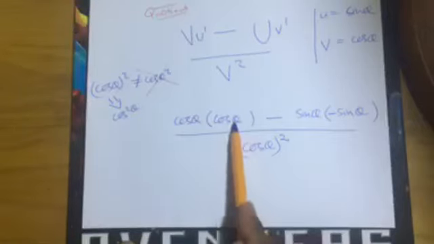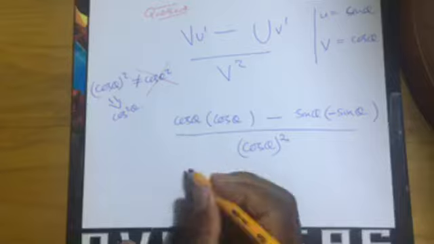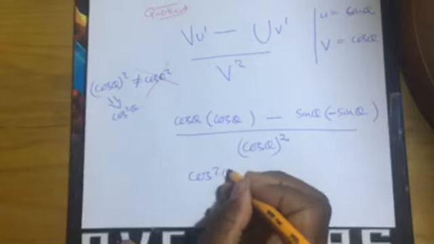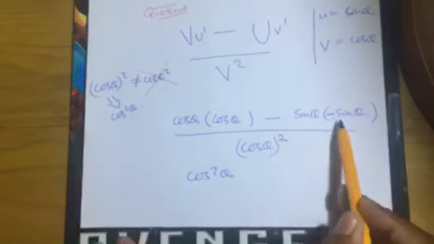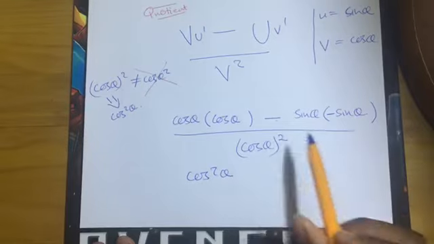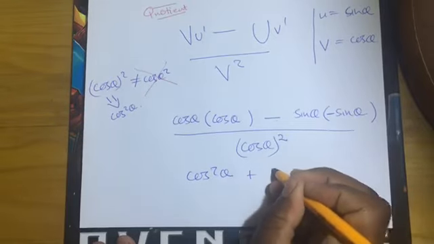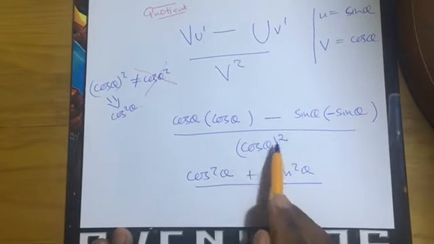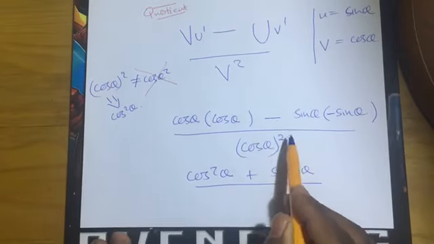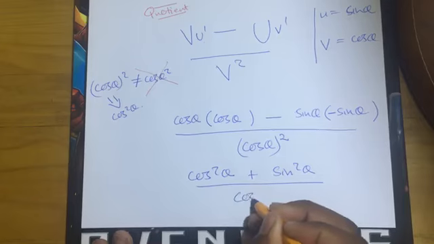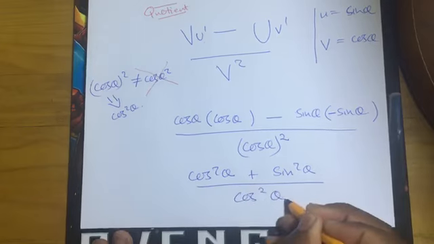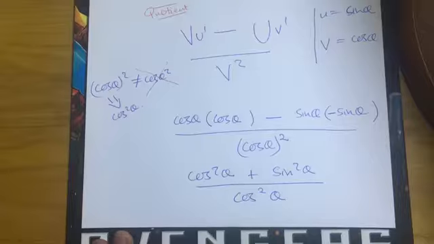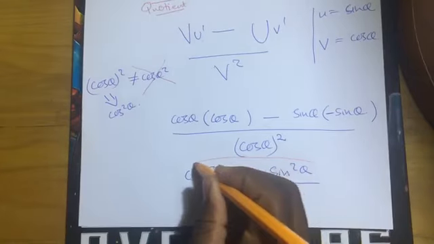So cos theta times cos theta is going to give us cos squared theta. Now this negative and this negative are going to give us a positive. So plus sine squared theta divided by cos theta squared. When you square this, this is going to give you cos squared theta.